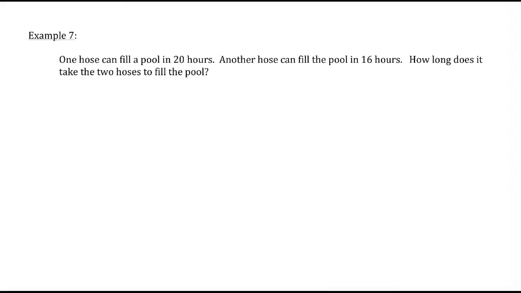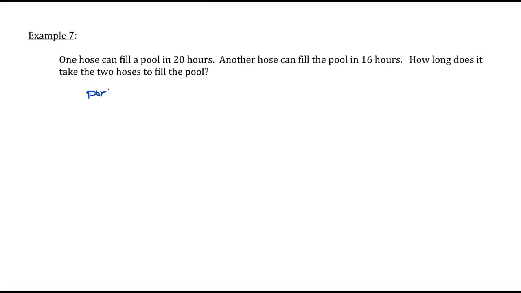In example 7, we are told that one hose can fill a pool in 20 hours, while another hose can fill the same pool in only 16 hours. The question is, how long does it take if we used both hoses to fill the pool at the same time? Consider the following relationship if both hoses are working at the same time.